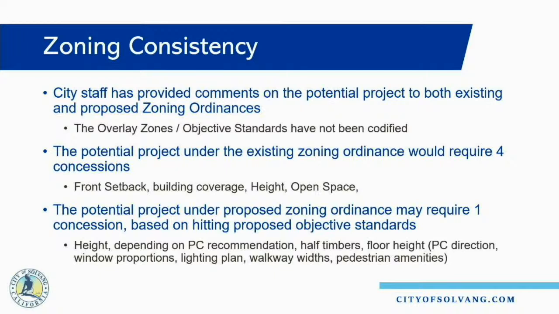One of the examples is that under the new proposed code, this would fall under what's called a design district overlay number 1 or the village design district. However, those haven't been codified yet. Under the existing code, the potential project would require a total of 4 concessions. So those include front setback, building coverage, height, and open space.